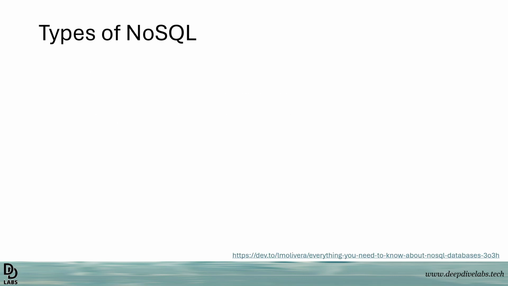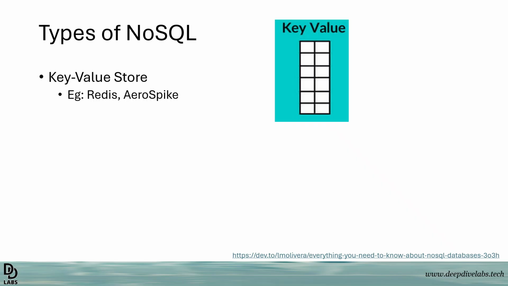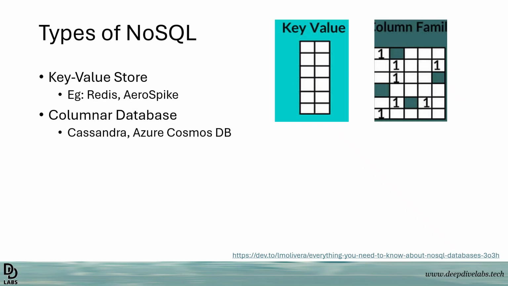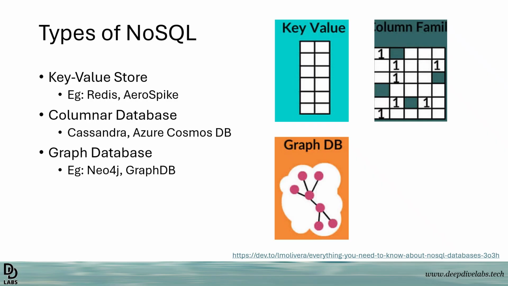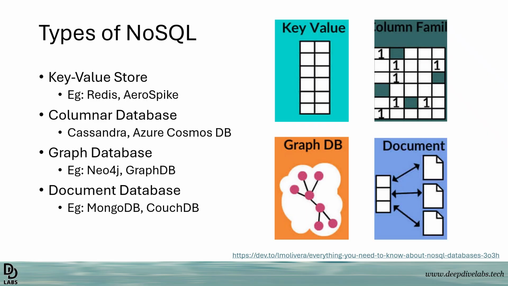So now let's take a look at some of the types of NoSQL databases. There are 4 popular types of NoSQL databases. One is the key value store. Some flavors of key value store are Redis, Aerospike. Then you have the columnar database. Some examples of that are Cassandra and Azure Cosmos DB. Then the graph database. So you have graph databases, Neo4j being one. And then finally, document databases: MongoDB, CouchDB, etc.